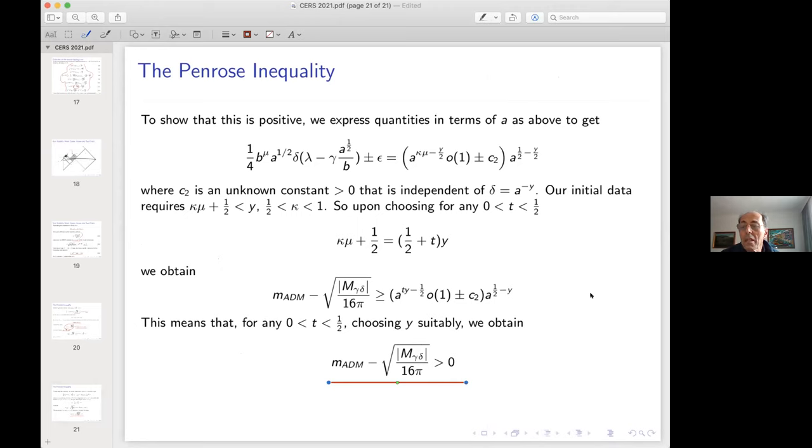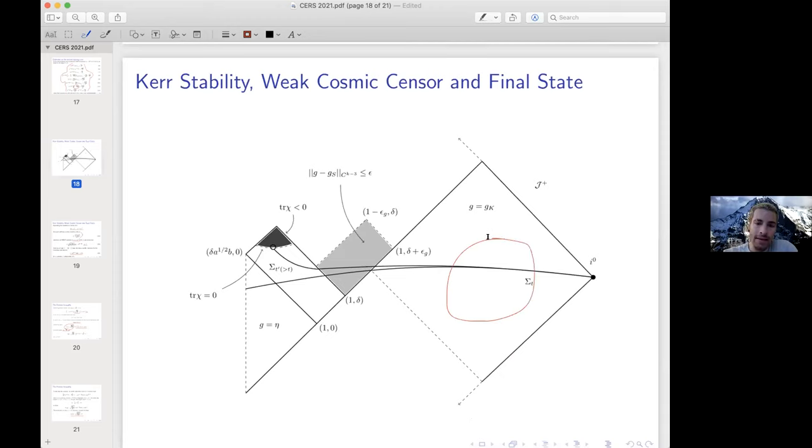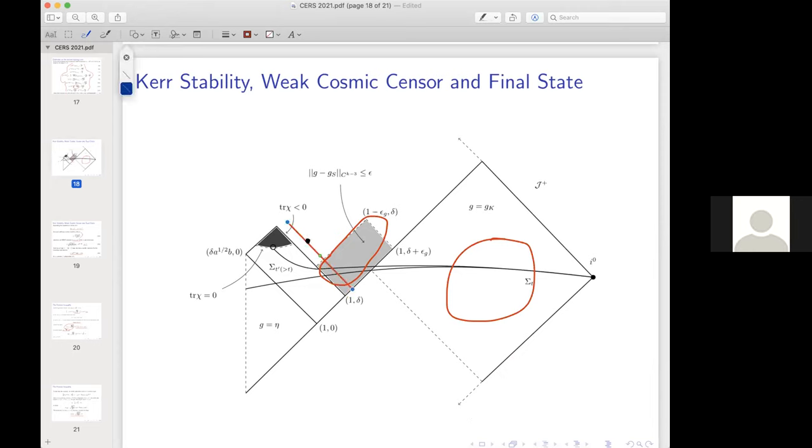So anybody? So Martin, your spacetime at the end is Kerr or is it Schwarzschild? So out here, it's Kerr. And then here, it's a perturbation of Schwarzschild. But Kerr is, of course, a perturbation of Schwarzschild. So maybe the question is, does it have angular momentum or something like that? Yeah, it has angular momentum, but the angular momentum is small.